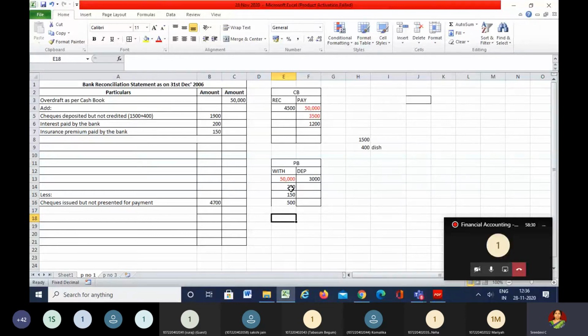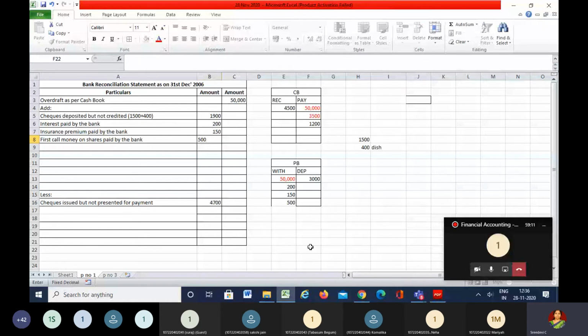So therefore it has paid 200, it has paid 150, it has also paid 500. Because of this 500, the passbook overdraft is more. So if the passbook overdraft is more, we need to add. So first call money on shares paid by the bank, that is 500.